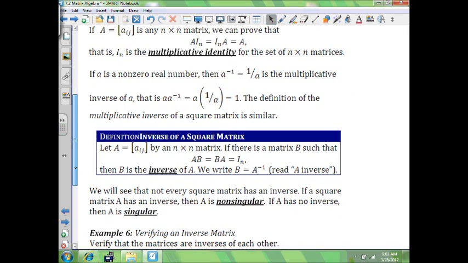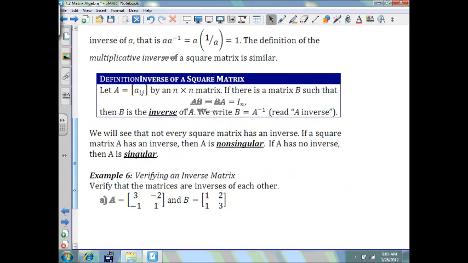Now, the definition of multiplicative inverse of a square matrix is similar. So in order to prove that two matrices are inverses of each other, you multiply them together both ways, so A times B and B times A, and you get your identity matrix. That means B is the inverse of A, and A is the inverse of B.